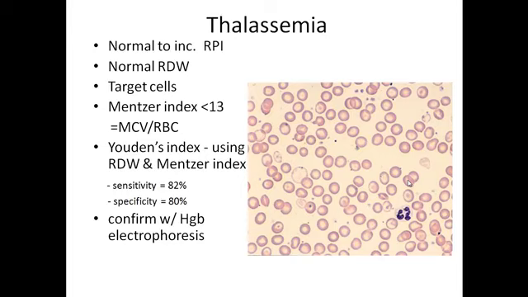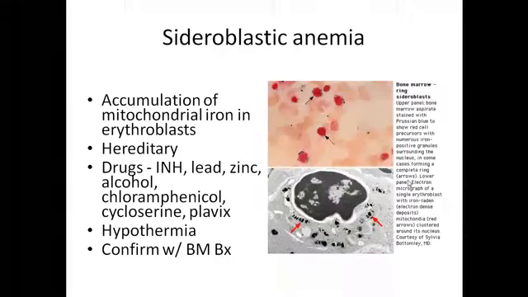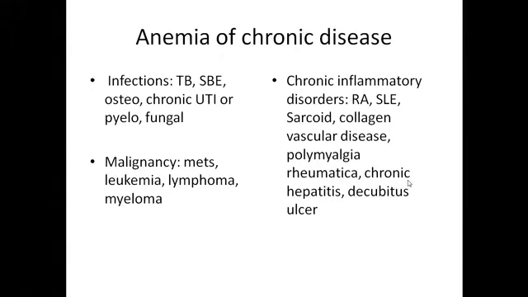Whenever globin chains are deficient, maybe alpha or beta, then it is thalassemia. And whenever there is alteration of protein synthesis, alteration of the amino acid sequence, then it is hemoglobinopathy. Sideroblastic anemia, anemia of chronic diseases. Look, chronic inflammatory disorders, rheumatoid arthritis, SLE.